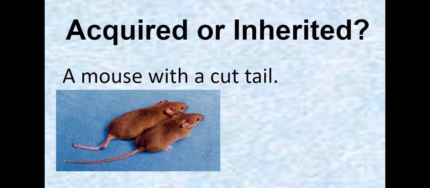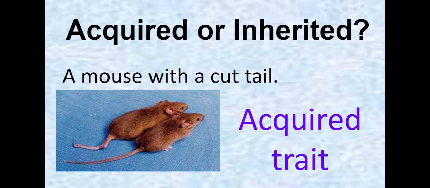Let's look at this poor little mouse with a cut tail. Okay. This is the exact reason why I don't like to use the verbiage of were you born with it? When you're trying to decide whether a trait is inherited or acquired, always ask yourself, is this something that was handed down from a parent? Or is this something that was learned? The mouse with the cut tail is acquired. There we go. Acquired trait.